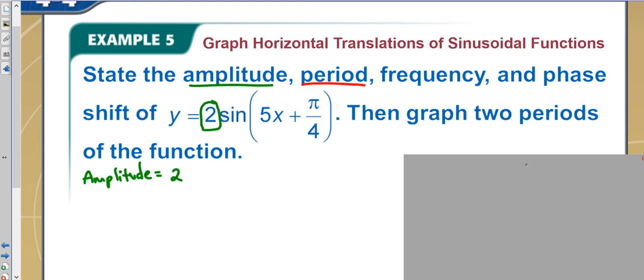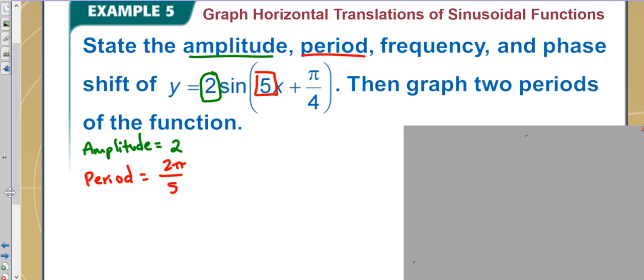Next comes the period. Now remember your period, you use the b value, which is the horizontal stretch or shrink. So you're going to take 2 pi, because that's the length of a normal period, and you divide it by this value. That's my b here, so I'm going to divide it by 5. I cannot reduce that, so that right there is my period.